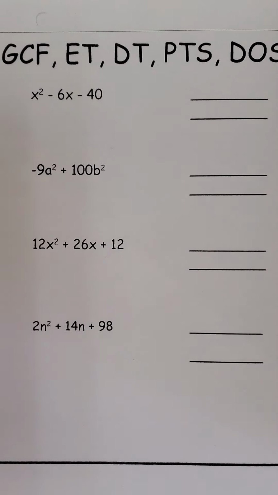So welcome to the GCF, ET, DT, PTS, DOS lesson. There's really nothing to teach here because this is a review of all of the types, knowing full well, of course, that GCF can be blended with all four other types. It can only be one of either ET, DT, PTS, and you've got to watch to make sure that our difference of squares, it's possible that it's a difference of squares twice, right?